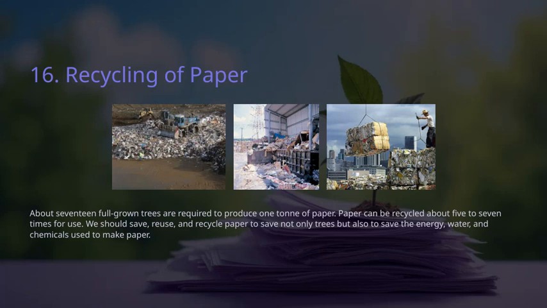Let's talk about paper recycling. Did you know that it takes about 17 full-grown trees to produce just 1 ton of paper? That's a lot of trees, and it really highlights the importance of recycling. The good news is that paper can be recycled around 5 to 7 times, which significantly extends its life and reduces the need to cut down more trees. By saving, reusing, and recycling paper, we not only protect our trees, but also conserve a lot of other resources. Recycling paper helps save energy, water, and the chemicals involved in manufacturing new paper. So, every time we choose to recycle, we're making a positive impact on the environment, supporting the overall goal of sustainability and responsible resource use. This is an easy but powerful way we can all contribute to protecting our planet.